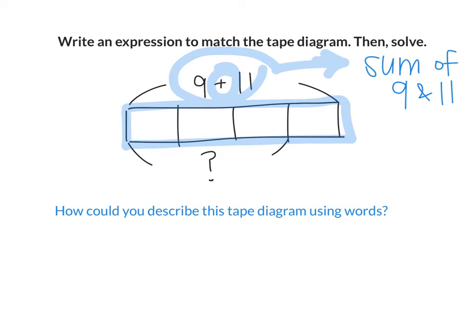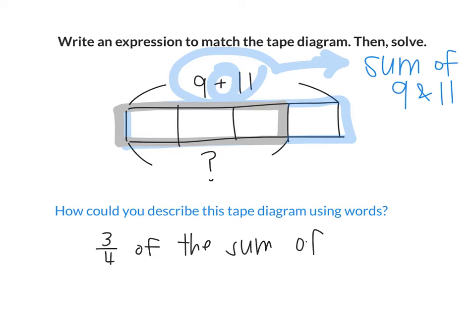Now looking at what our fraction question mark here is, it's only asking us to find that part, right? So are we finding all of the sum of 9 and 11? We're actually finding what? 3/4 of the sum. So in words, I could describe this as 3/4 of the sum of 9 and 11. Do you agree? Okay.